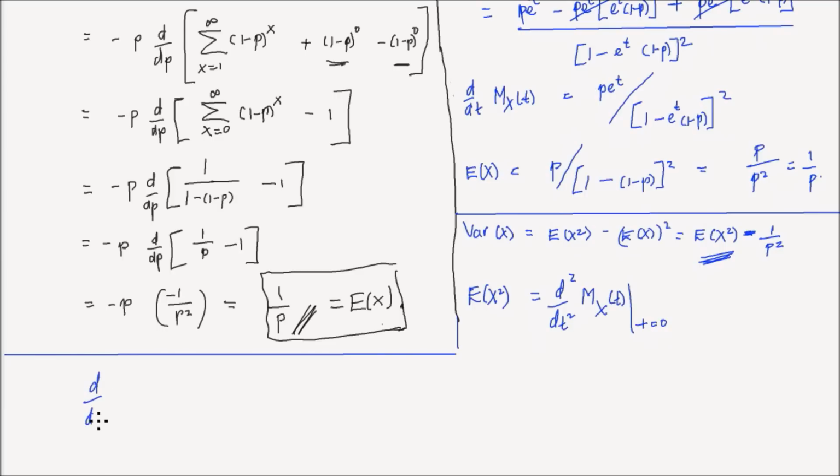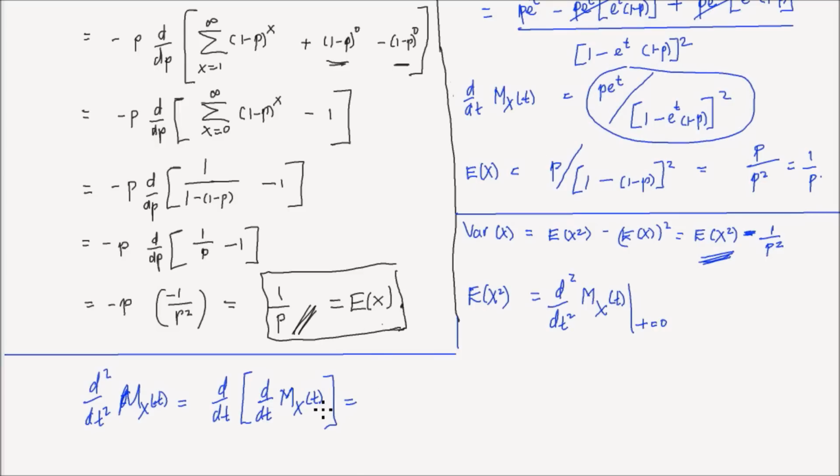So that second derivative is equal to the derivative with respect to t of the first derivative, the MGF. But we know the derivative with respect to t of the MGF. This is right here. So I can write this as the derivative with respect to t of p times e to the t divided by 1 minus e to the t times 1 minus p, squared.